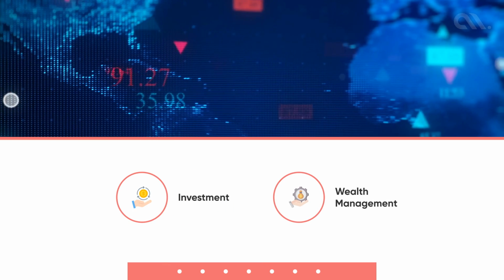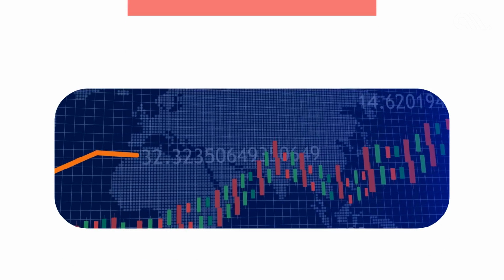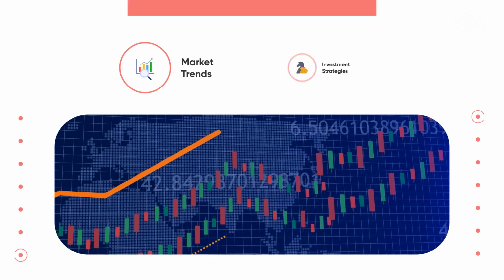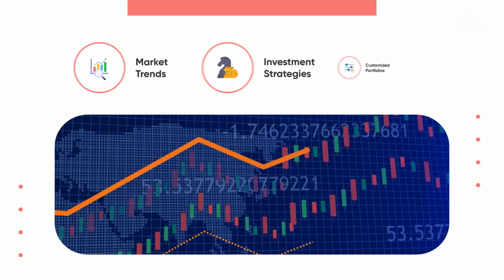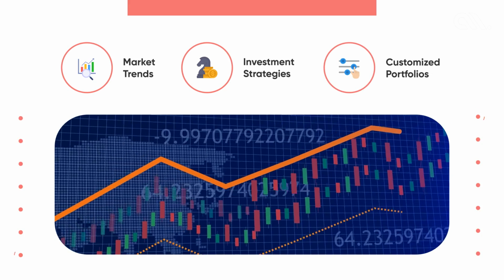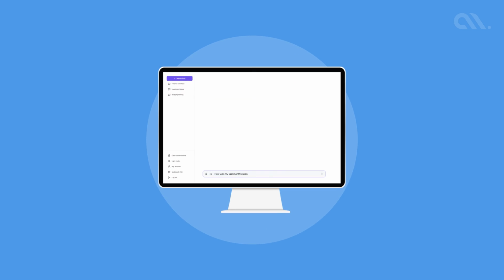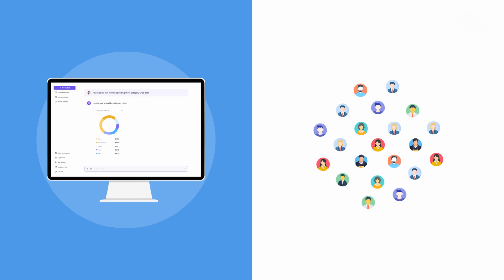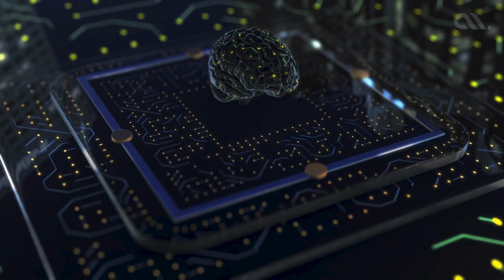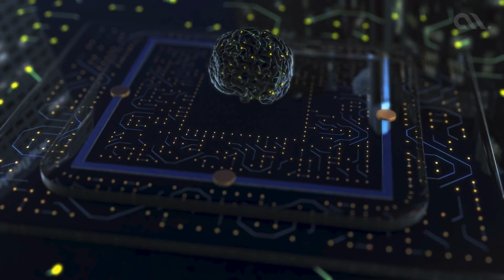And when it comes to investment and wealth management, the solution is a game changer. It can forecast market trends, suggest optimal investment strategies, and create customized portfolios based on individual risk appetites. It's like having a personal financial advisor, only this one works with the power of thousands of human brains and doesn't sleep. So, as you see, generative AI is not just a techy buzzword.